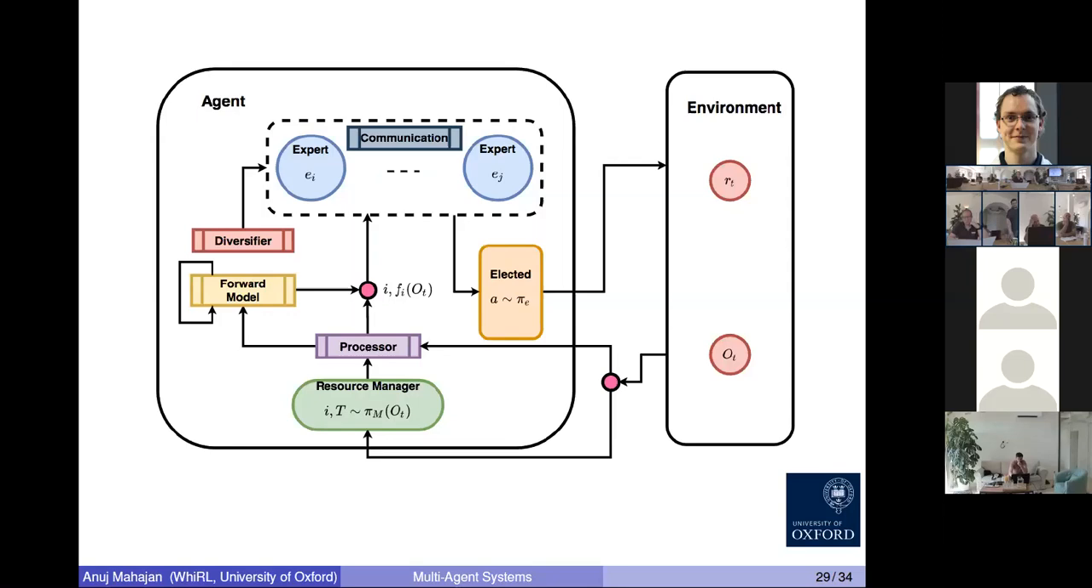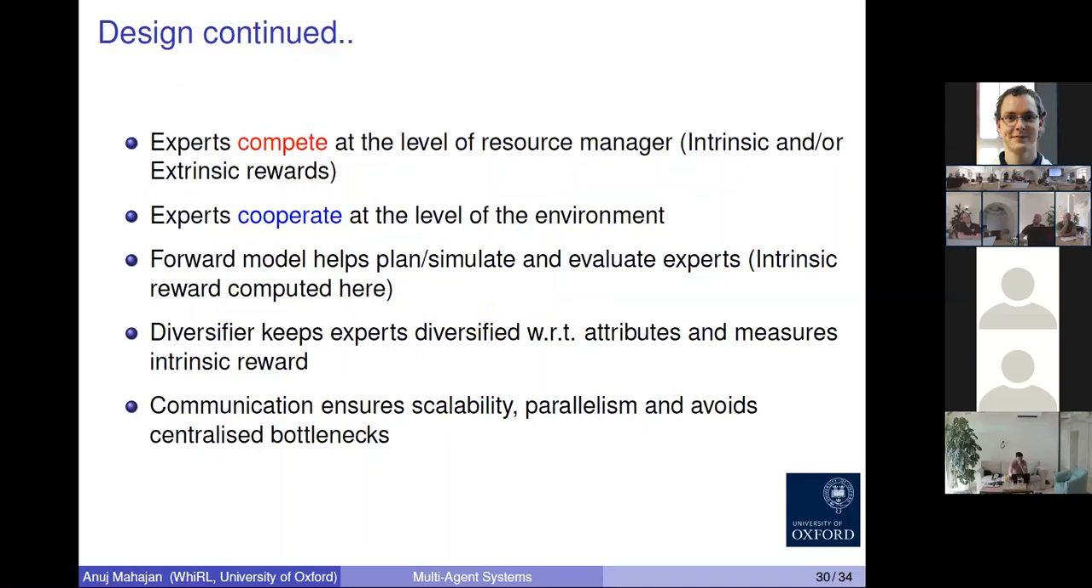The other interesting point about this design is that the experts essentially compete at the level of the resource manager, because the more resources you're allocated by the resource manager, the better you get at the particular task you're trying to specialize in. So it's almost a zero-sum game from the perspective of a resource manager.